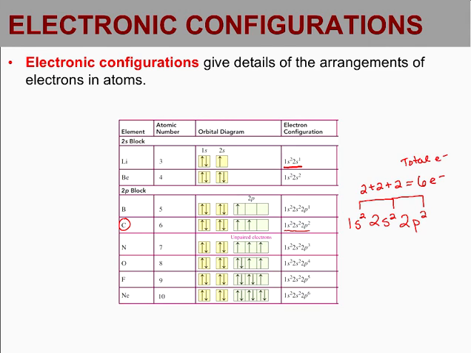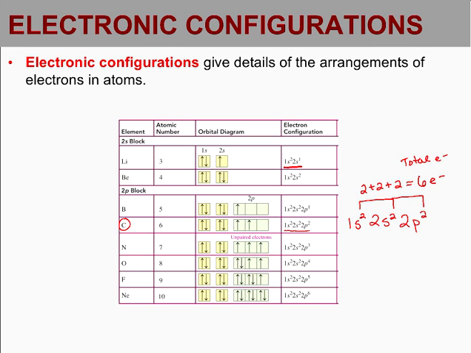So for instance, let's say I gave you an electron configuration and I asked you to determine which element corresponds to that electron configuration. You could always add together the superscripts to determine the number of electrons in that atom. And then you could look on the periodic table and find that atomic number. And that will help you identify the element.